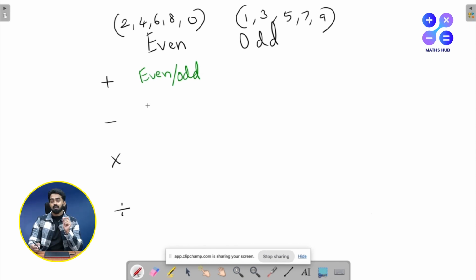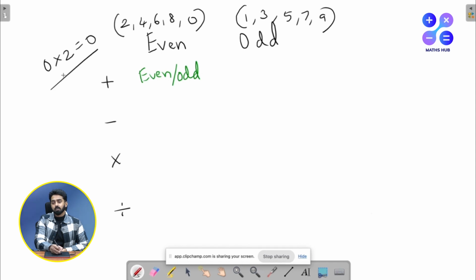Okay, before that, is 0 an even integer or an odd integer? It is considered to be an even integer because it is a multiple of 2, right? So 0 times 2 is going to give you a 0. So it is considered to be an even integer. Right. So now let's look at what happens when you add even and odd integers together.